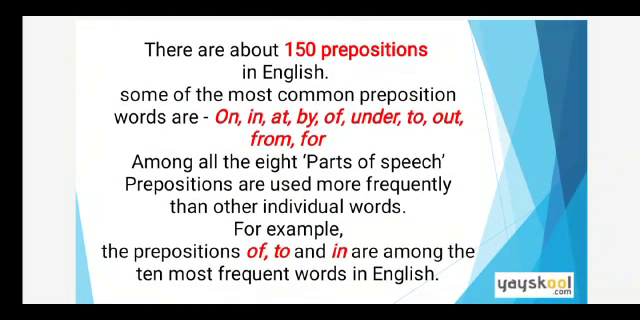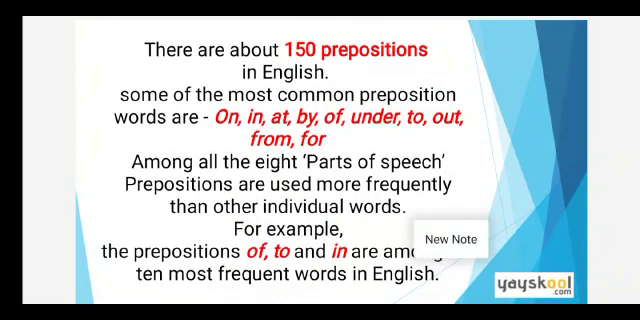Now altogether there are around 150 prepositions in English. Yes, thousands of words, isn't it? Because English also is a language used to communicate. Among those 150 words, we are going to talk only about the most common prepositions, and those are these 10: on, in, at, by, of, under, to, out, from and for. Among all the 8 parts of speech, prepositions are used more frequently than individual words. Yes, because whenever we are talking about any person, place or thing, the first thing that we need to know about is their positions, their directions, and then their actions, isn't it?